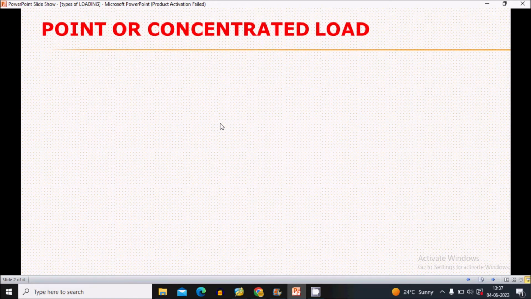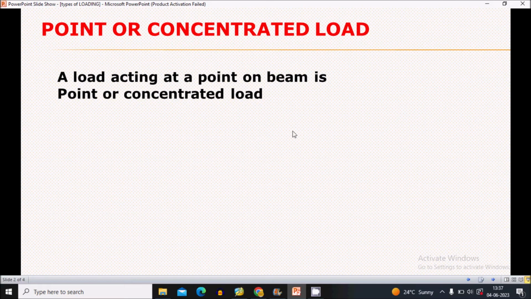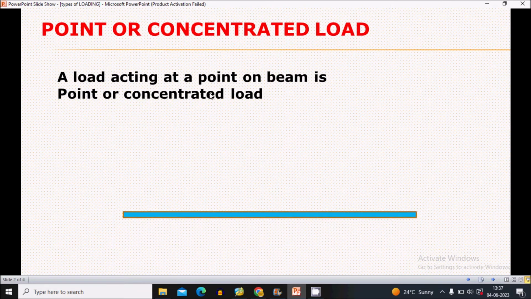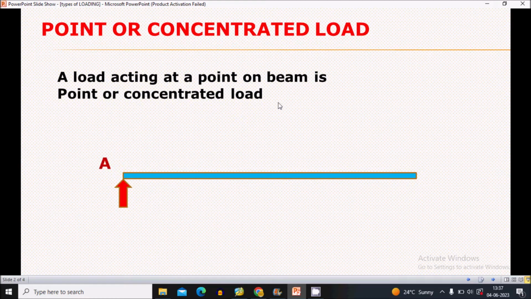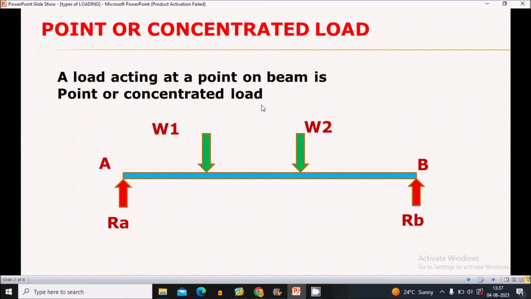First type of load is the point or concentrated beam load. What is meant by that? A load which acts at a point on a beam is a point or concentrated load. Here you can see a beam AB, and W1 and W2 are the point or concentrated loads. These loads are acting at a point on this beam. These point loads are assumed to act over a small area. Now RA and RB are the vertical support reactions for the beam AB.